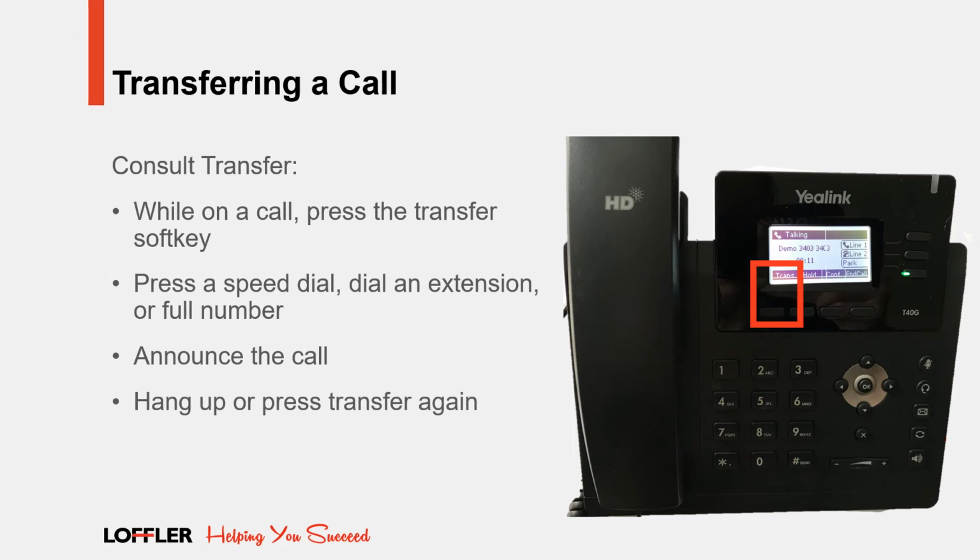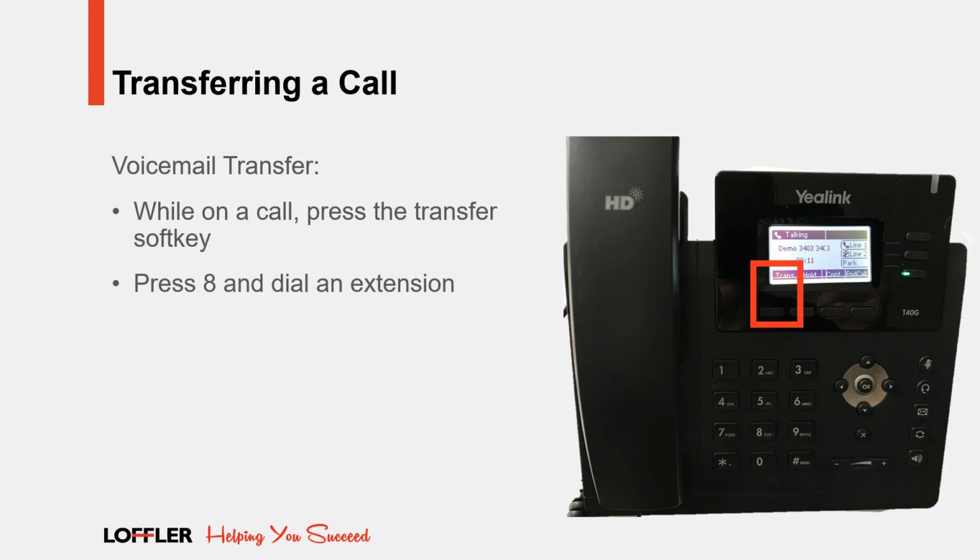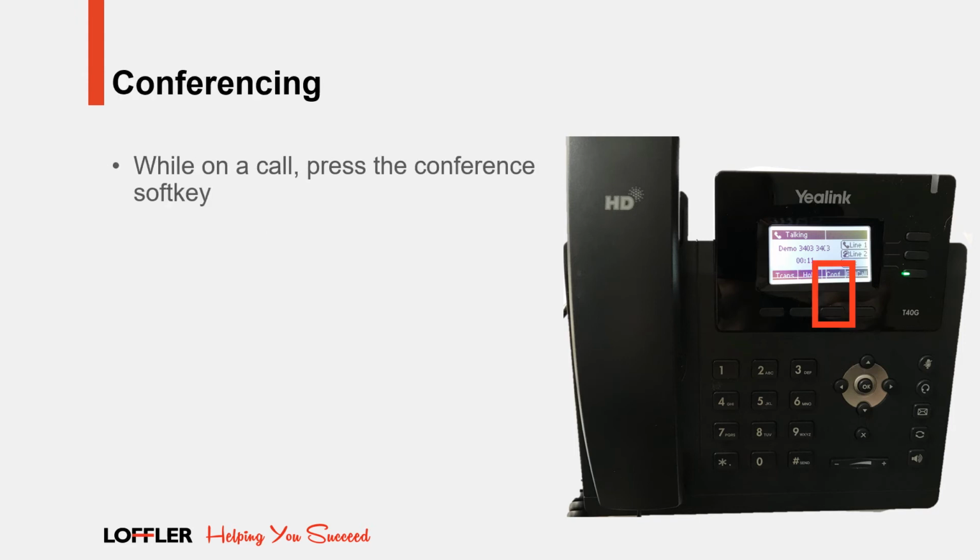To do a consult transfer while on a call, press the Transfer soft key. Press a speed dial, dial an extension, or enter a full 10-digit number. Stay on the line and announce the call. Then hang up or press Transfer again to complete the transfer. To transfer to someone's voicemail while on a call, press the Transfer soft key and dial 8 and then the extension.